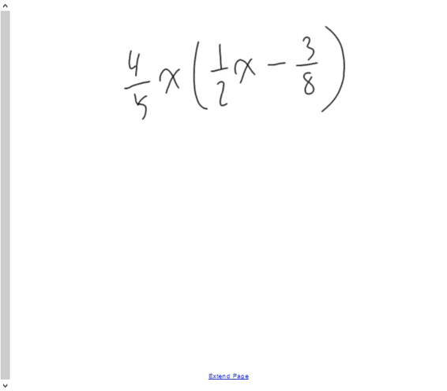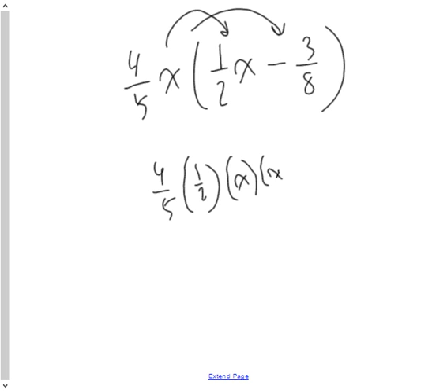And the last question that you might or will have on your test is something that involves fractions. So for example, 4/5 x multiplied by 1/2 x minus 3/8. So if you had a question like this, so this is distributive property, a grade 8 outcome, but instead of using simple terms, we're using x's here. So again, we're going to have to multiply these like this. So 4/5 multiplied by 1/2 multiplied by x multiplied by x.